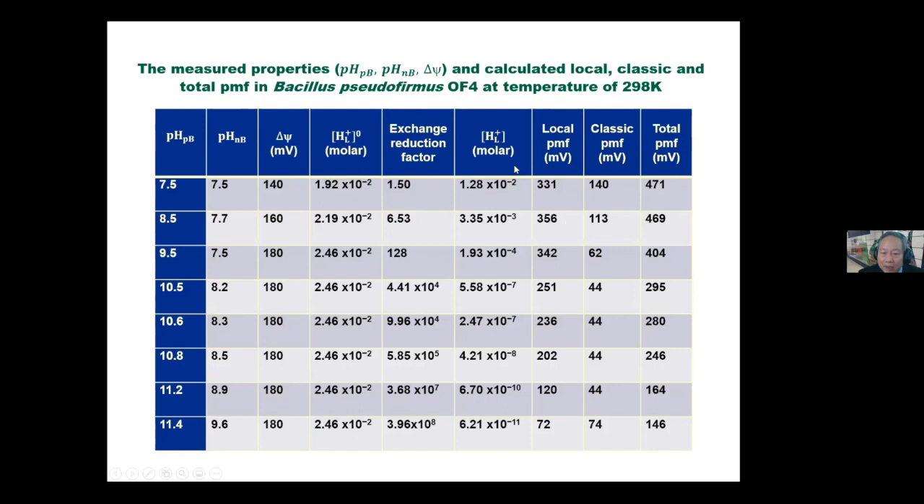Now use that, you know, calculate the real localized proton concentration. Okay, right? So this is here. Now when this localized proton concentration is here, then the rest of the terms are home free. You can calculate the local proton motive force. That's the third term in my equation, okay? Now the classic proton motive force is based on the textbook, you know, the first two terms. And the total proton motive force is the two together. That's your total. You see that, right?